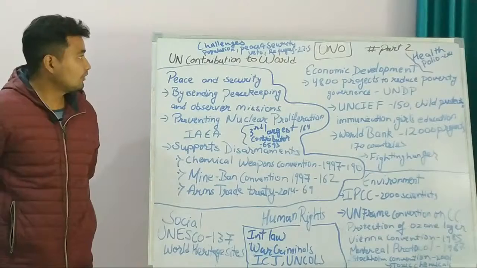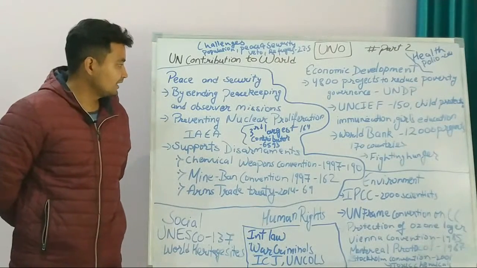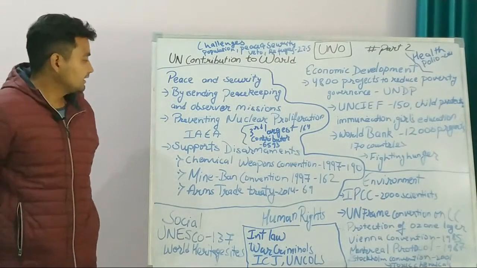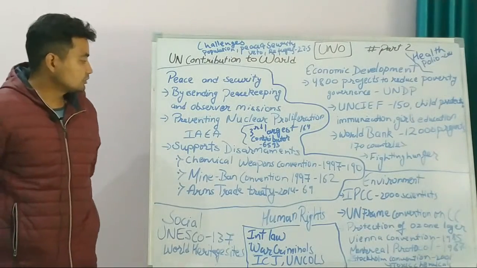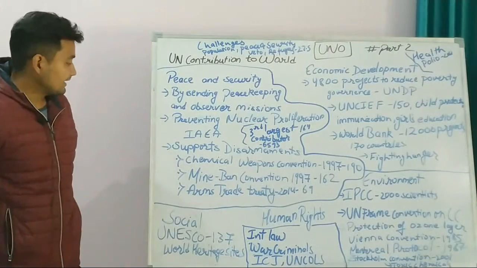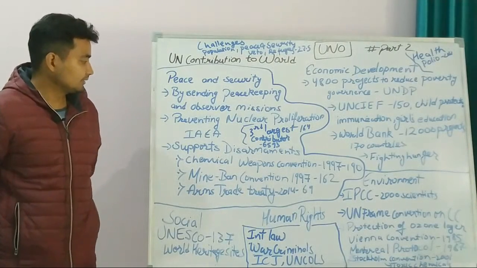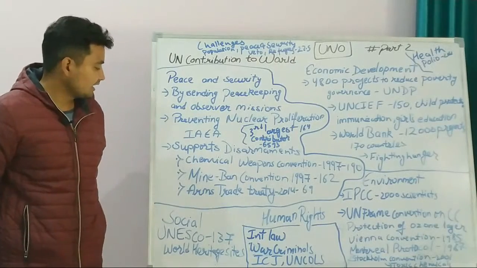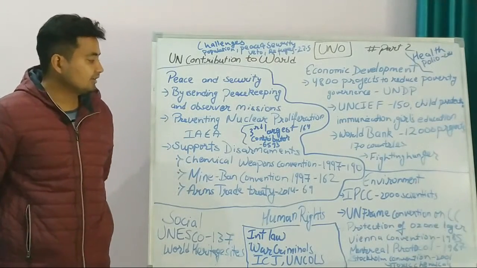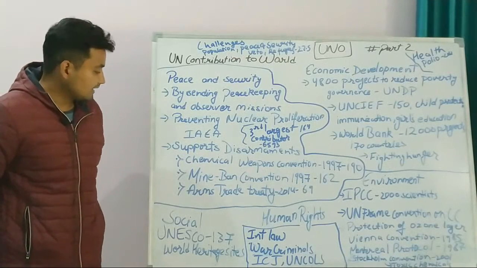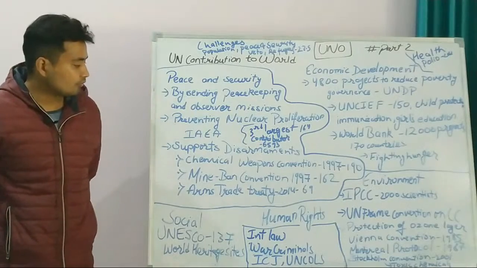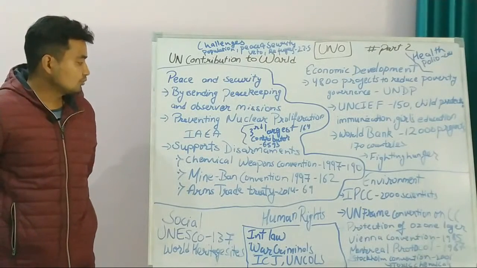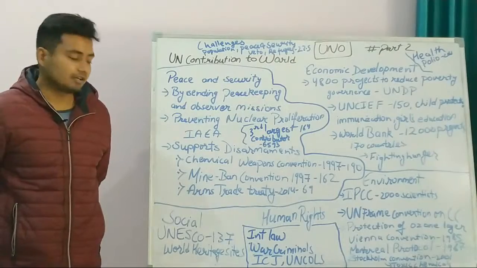The next step of the UN is to prevent nuclear proliferation. Nuclear proliferation means the expansion of nuclear weapons, which is checked by the International Atomic Energy Agency, and it also supports disarmament. It has many conventions, like the Chemical Weapons Convention, which came in 1997 and is signed by 190 countries; the Mine Ban Convention, which also came in 1997 and is signed by 162 countries; and the Arms Trade Treaty, which came in 2014 and is signed by 69 countries. All of these are conventions to stop armaments of the countries.